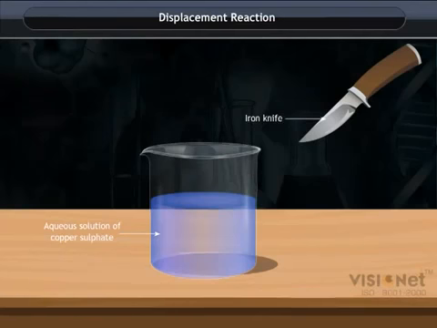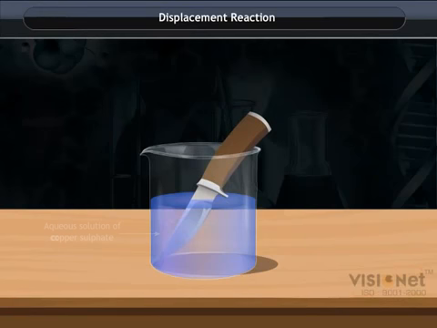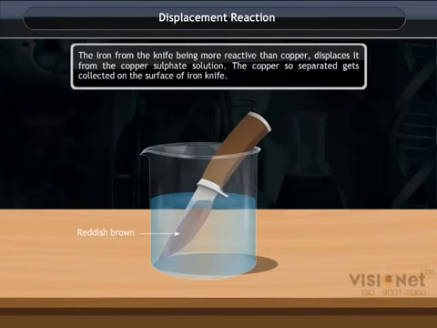When an iron knife is dipped in an aqueous solution of copper sulfate, a layer of reddish-brown precipitate is formed on the iron knife. The iron from the knife, being more reactive than copper, displaces it from the copper sulfate solution. The copper so separated gets collected on the surface of the iron knife.